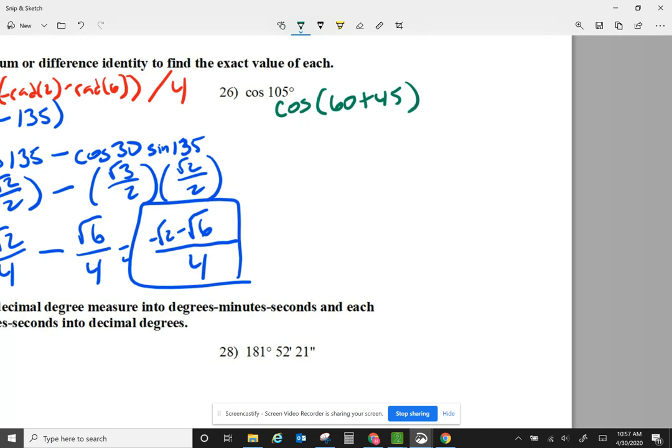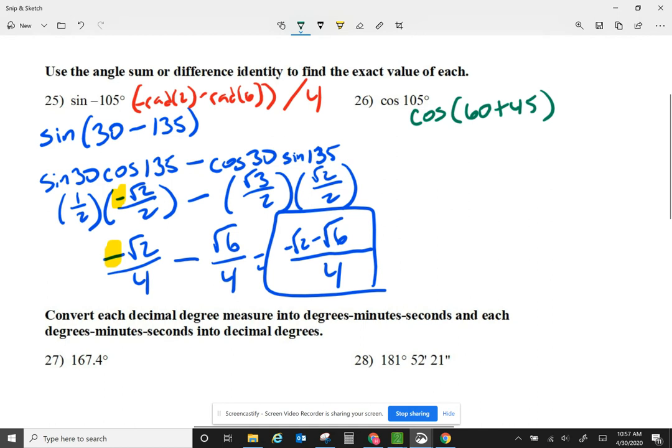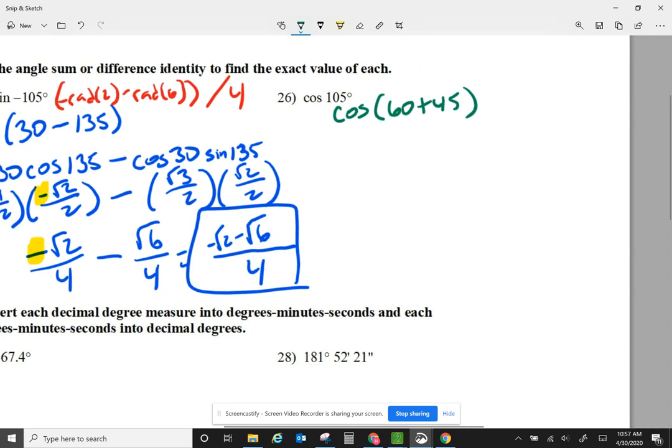Now a couple things I want to emphasize. For question number 25, when we subtract, order does matter. 30 minus 135 is different from 135 minus 30. So in subtraction, the order does matter. In addition, 60 plus 45 or 45 plus 60 is not going to make a difference.